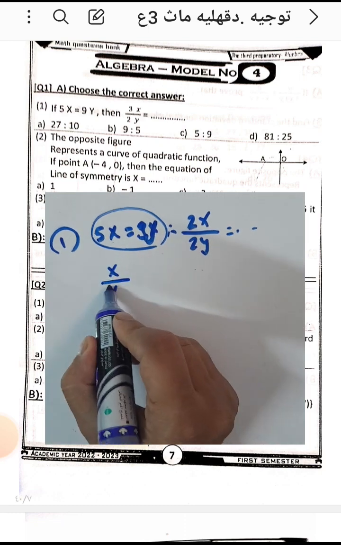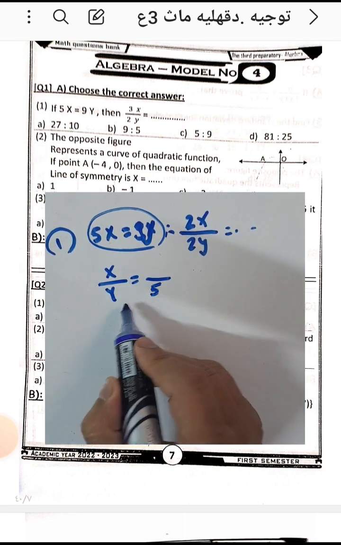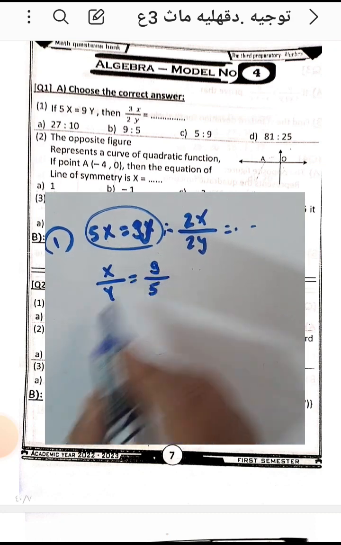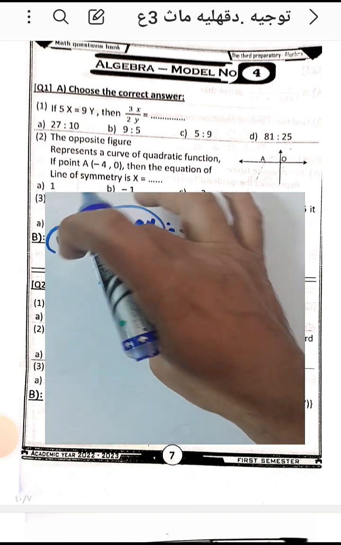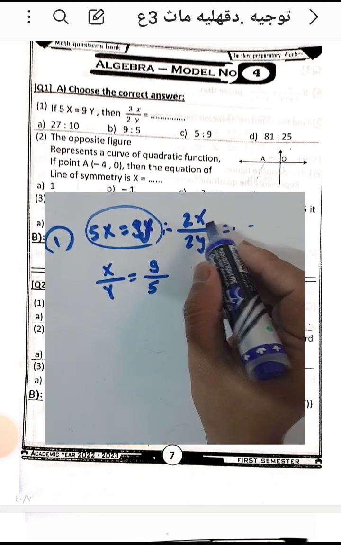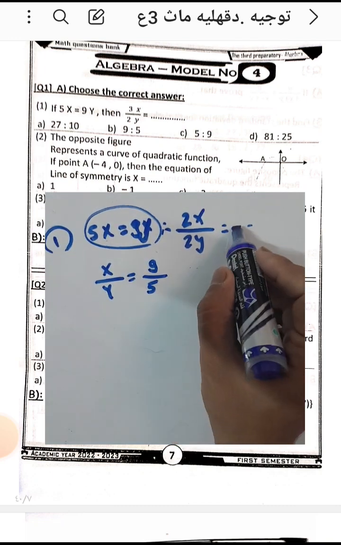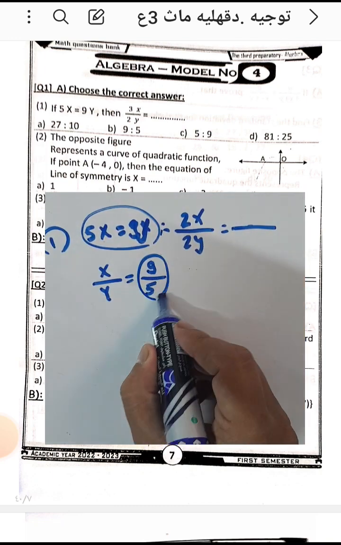x over y equals what? x times 5, right? 5 here, y times 9. The product of extremes equals the product of means, then 9y equals 5x. Then you want to find the value of 2x over 2y. You can put x over y.